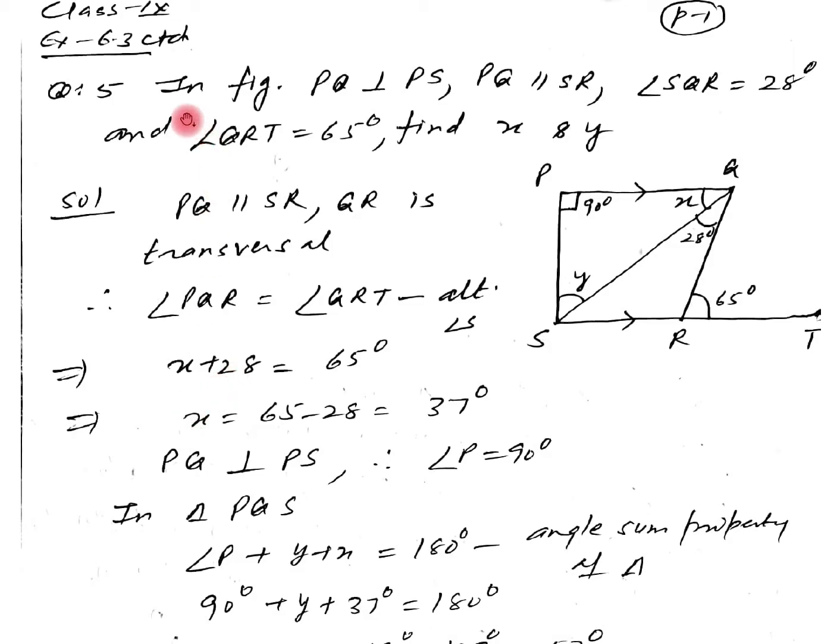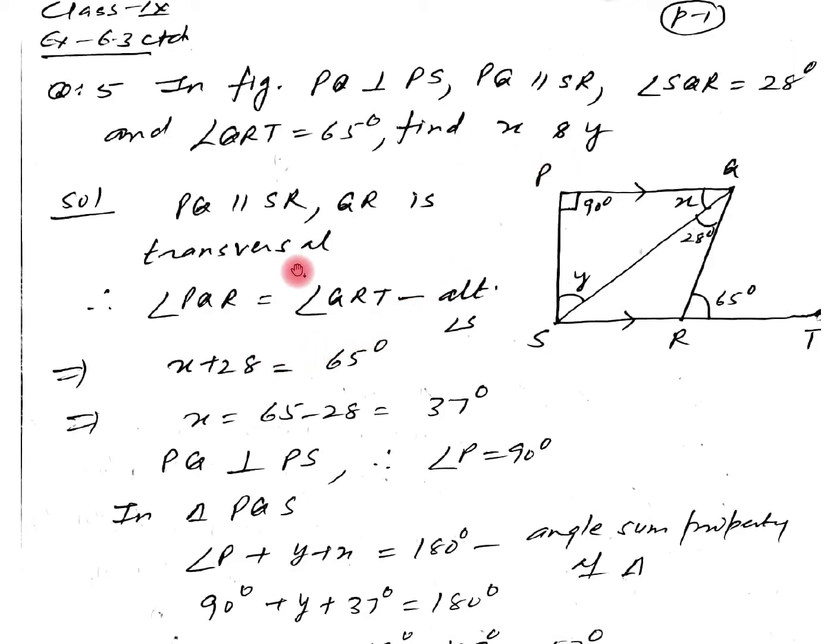Now see question number 5. In the figure, PQ is perpendicular to PS, PQ is parallel to SR, angle SQR is given to be 28 degrees and angle QRT is given to be 65 degrees. We have to find out what? X and Y. Let us see how to do the question.